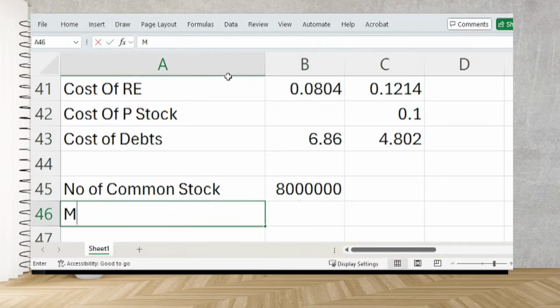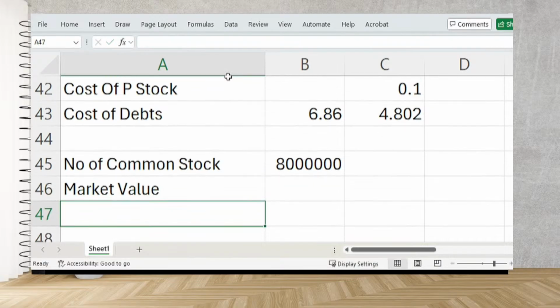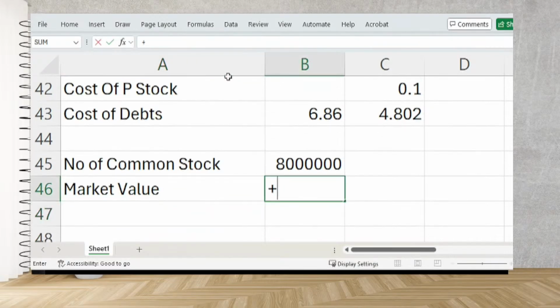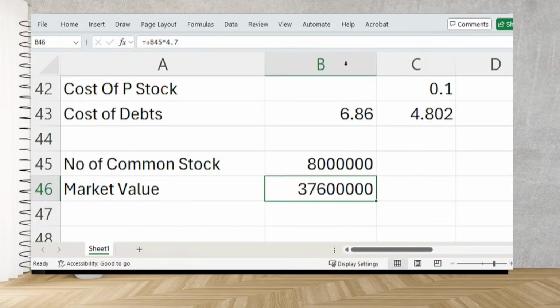Okay, and the market value, we know the market price. So that's why the 8 million multiplied by 4.7, that is my market valuation. So it is 37.60 million, I think. Yeah, or 37.6 million. That is the market value of the common stock. Okay, then next question.